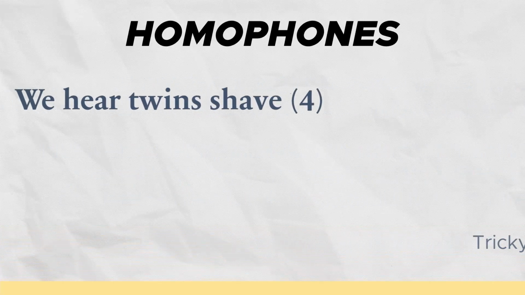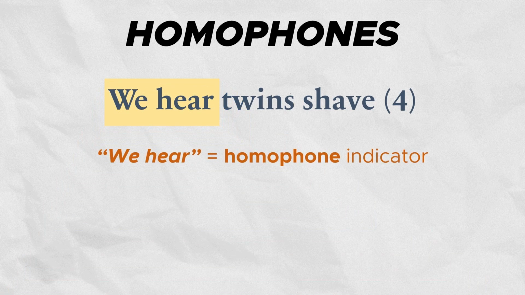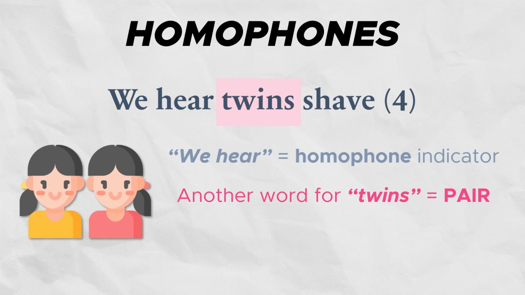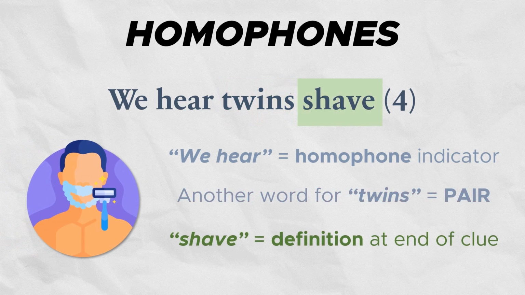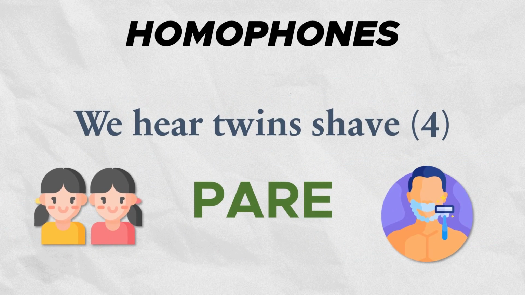Let's look at a homophone example. We hear twins shave. 4 letters. We hear is the homophone indicator. Another word for twins is pair, and shave is the definition at the end of the clue. So we're looking for a word that means shave that sounds like pair. So the answer is pare, spelt P-A-R-E.